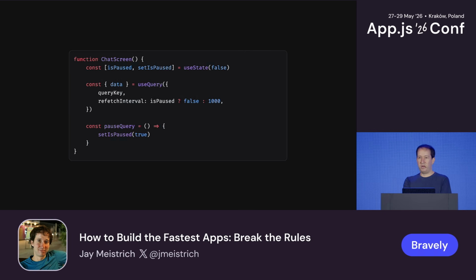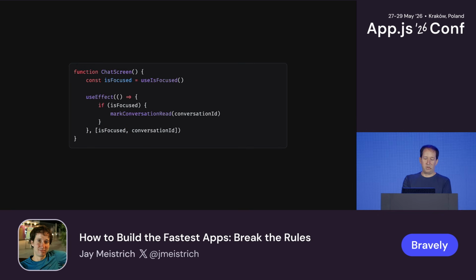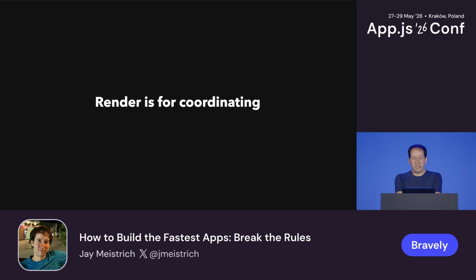Or maybe I want to pause query polling temporarily. I have to set a state so that I can call the useQuery hook again with different parameters. Setting isPaused doesn't actually change what renders, but we have to re-render anyway to update the query. Or I want to mark a chat as read, but only when the window is focused. The useIsFocused hook re-renders when focus state changes, so we have to run it in an effect. That doesn't change what renders, but now this screen re-renders every time focus changes. This is all because render is needed for coordinating things that aren't even rendering. We're wasting all of this computing to just run side effects and move state around.